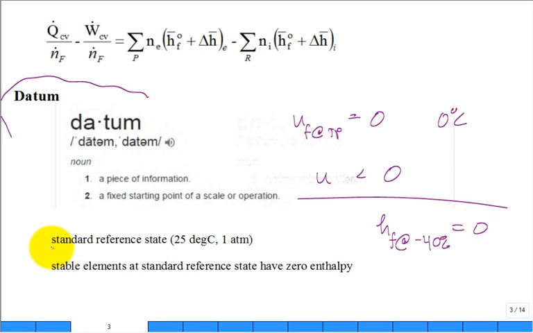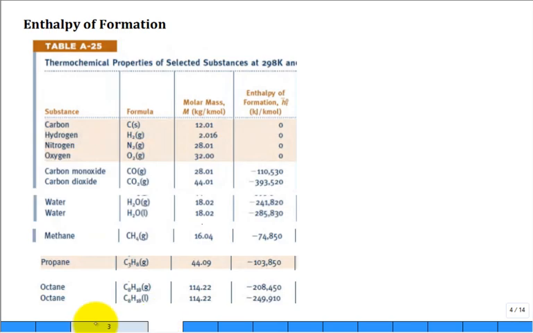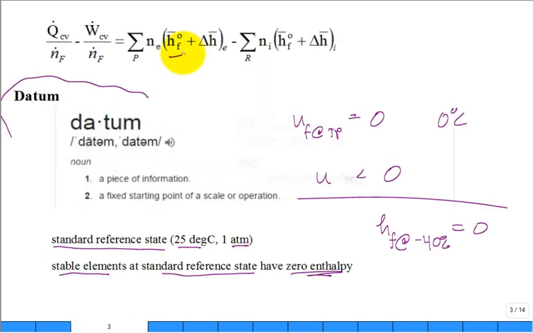And so they said, what we're going to do is talk about the standard reference state of 25C, 1 atm. And we're going to talk about stable elements at that standard reference state. And we're going to have them have 0 enthalpy. So something like, well, let's just look at what they do here. Oh, I'm sorry. And then what they did was they were able to come up with the enthalpy of formation.